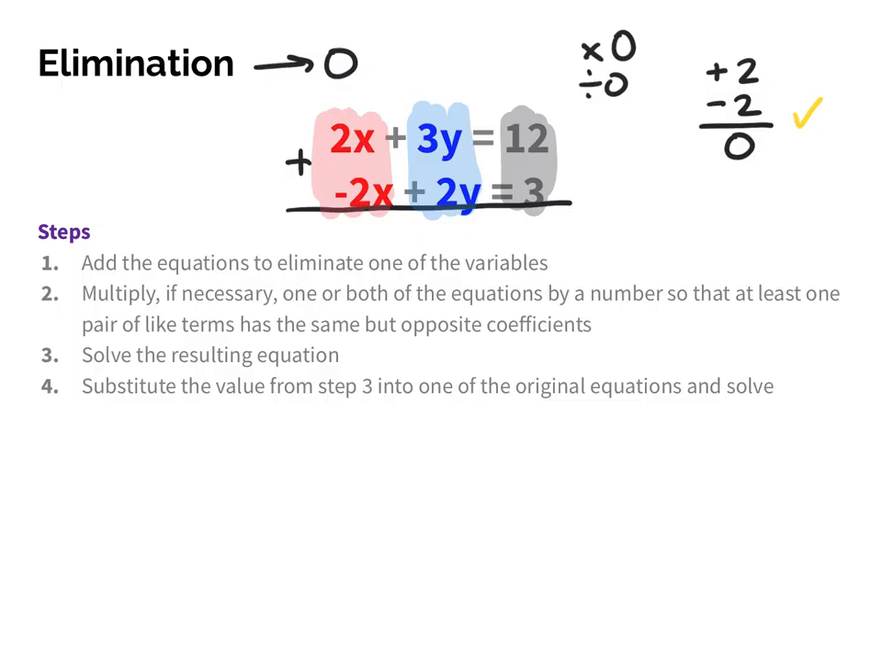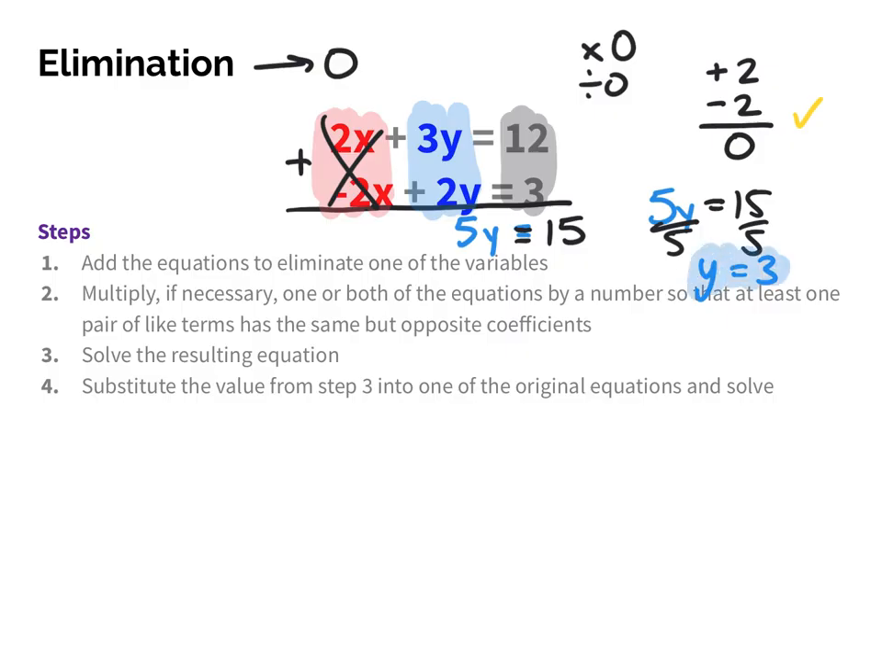And watch what happens. When I take 2x plus -2x, those end up canceling each other out. They eliminate each other. The y's, however, 3y and 2y, would combine to give me 5y. And then in the end, 12 and 3 would combine to give me 15. So by eliminating them, what I'm left with is a simple equation that says 5y equals 15. Then I can solve for y by dividing both sides by 5, and I'll know that y is equal to 3. And once I know what y is, like we talked about in our last section, once we know one of the things, we can solve for the other one.